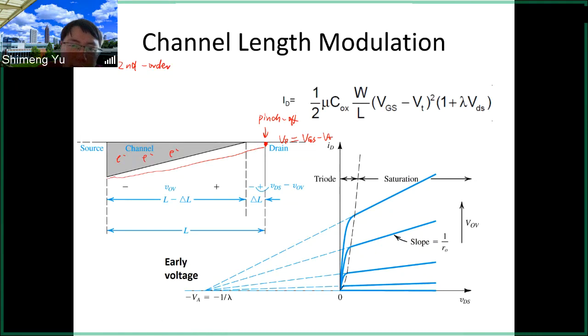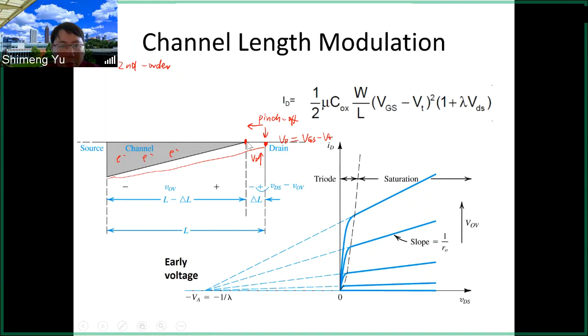So it's like the pinch-off point is moving towards the left if you further increase the VD. Or in other words, the effective channel length is reduced by this delta L. If this distance here is delta L, then the effective channel length will be L minus delta L. So it's like the channel length is modulated. This is the channel length modulation effect.